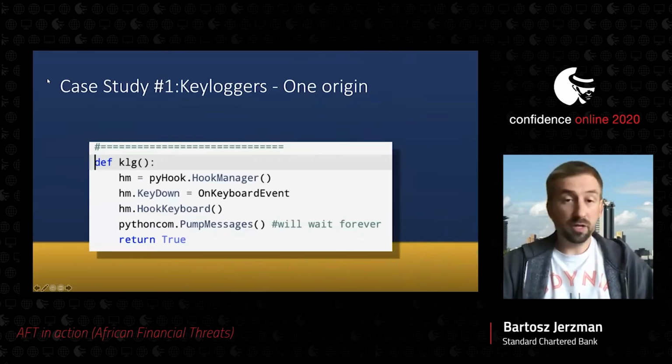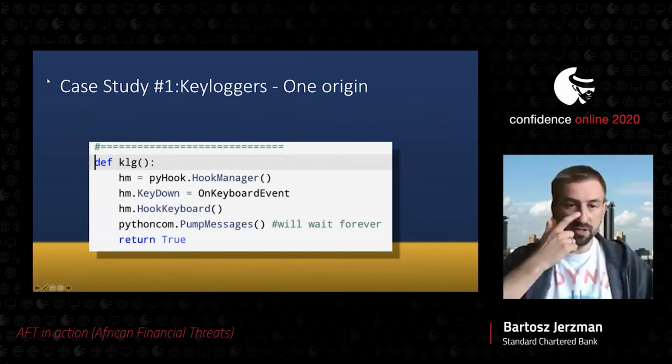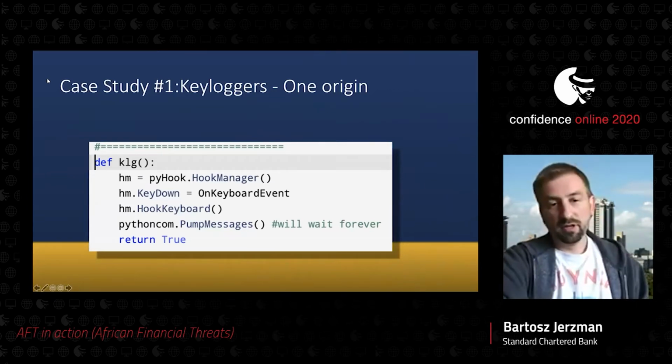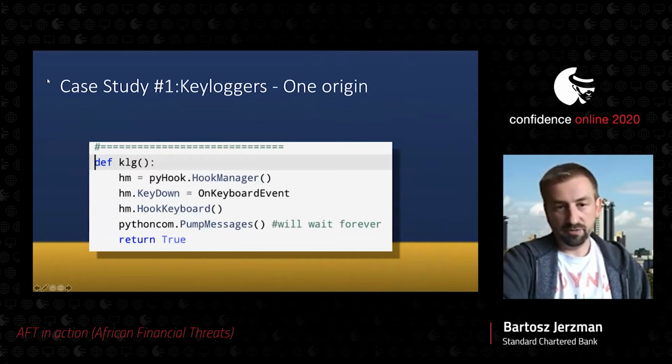They have one origin, like I mentioned before. And if you look at the main function in the source code of this Python keylogger, you will see the main logic, the main engine for the keylogger. And this is the part that was probably copied years ago from the forum. Even the variables were not changed.